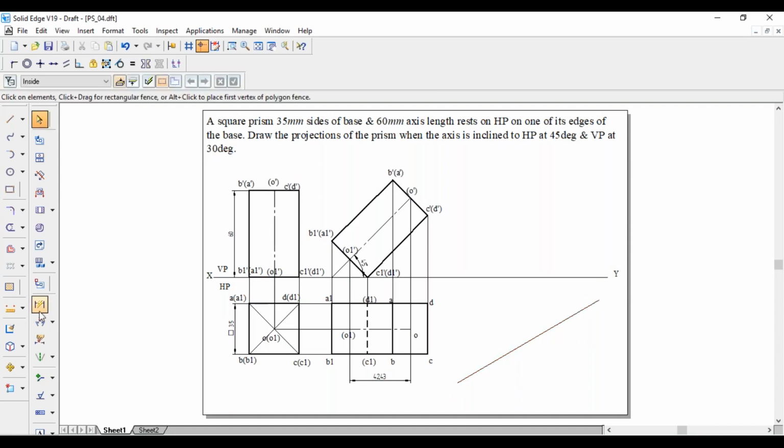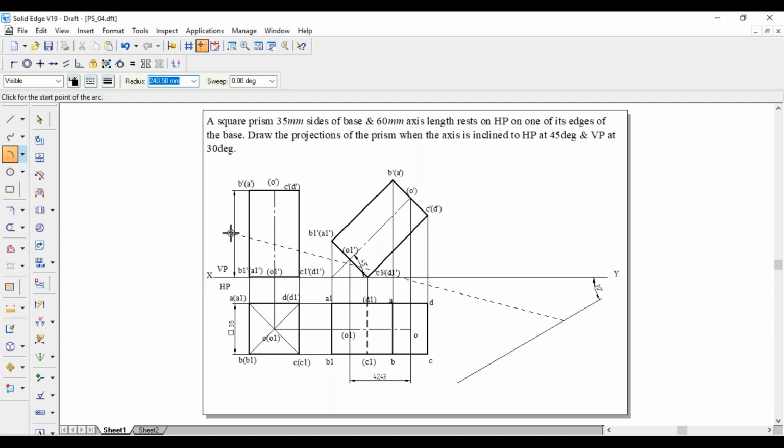You can give the dimension like this also. So this is the 30 degree line. Now take anywhere on this 30 degree line as center, cut an arc of 60 mm original length. Now from this end point, draw a horizontal line.